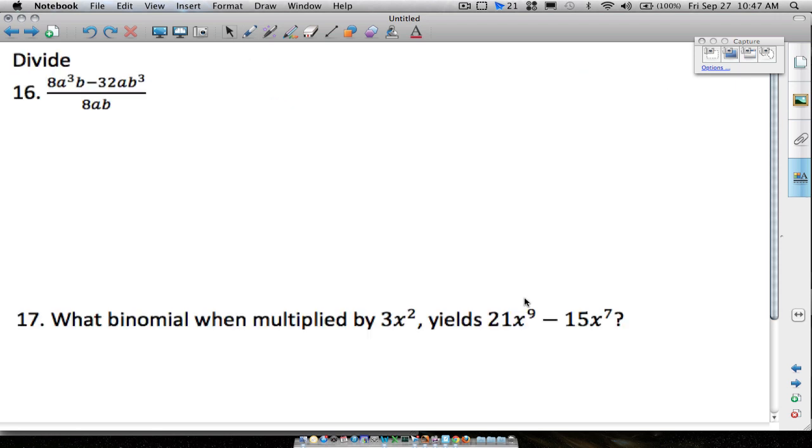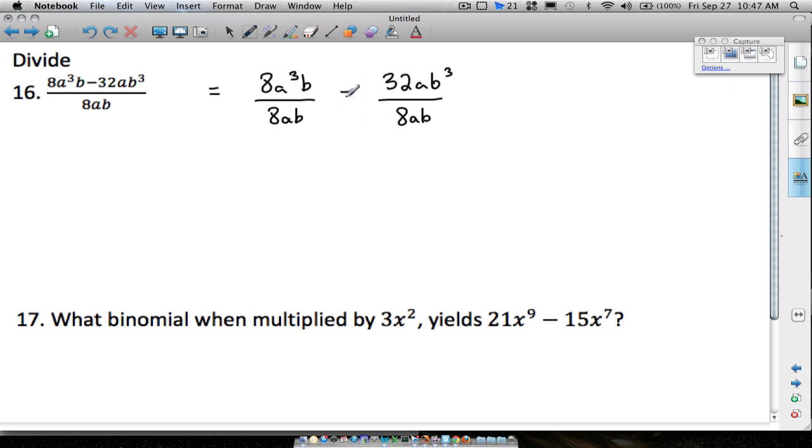Division. We're dividing by one term down here, 8ab. So the way we can tackle this is we can write each piece separate up top. We can put 8a cubed b over 8ab minus 32ab cubed over 8ab. Notice here that we do have two fractions, and if we wanted to combine these fractions back together, we could go right back to where we started since we have the common denominator.